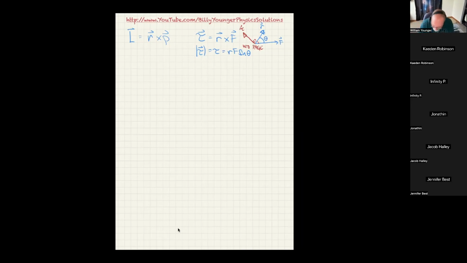Okay. But another thing that it happens to equal, and this comes in really handy and can save you a lot of calculational effort and a lot of geometry. It's also equal to the component of R perpendicular to the F, or it's equal to the component of F perpendicular to the R, because that's what sine does. Sine picks off the perpendicular component. So all these are nice new expressions we can make use of as follows.